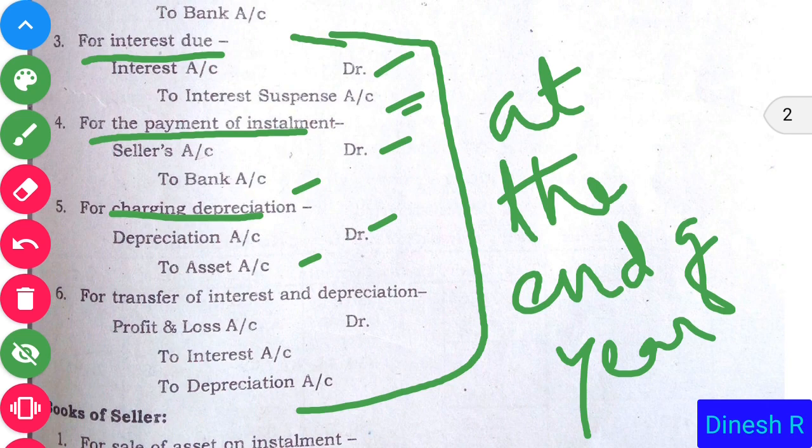Finally, the last journal entry, transferring the interest and depreciation: profit and loss account debtor to interest account, to depreciation account. In this, both interest and depreciation are given in a single journal entry itself. So profit and loss account debtor to interest account, to depreciation account.